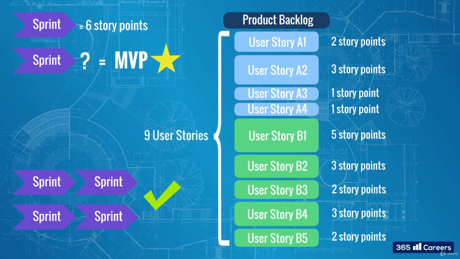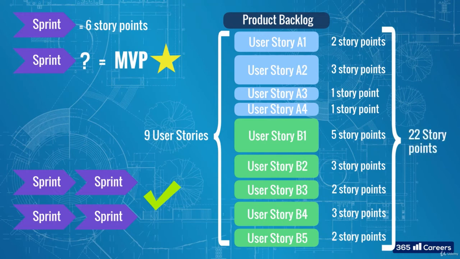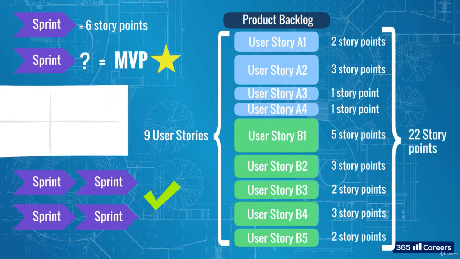We have a total of 9 user stories, and the associated effort is 22 story points. We divide the total story points by the velocity, and we get 22 divided by 6, which equals 3.7. This means 3 sprints will not be sufficient, but during the 4th sprint, it will be completed.